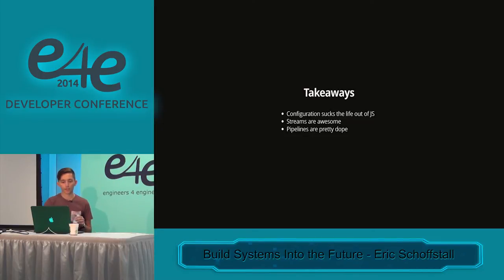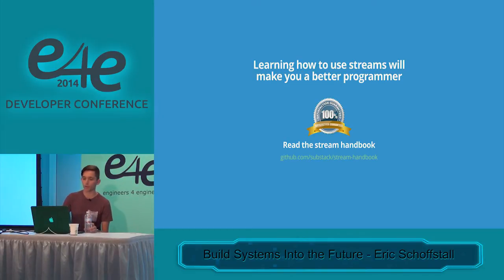So what are some takeaways you can get out of this? Configuration sucks the life out of JavaScript. Streams are awesome, and pipelines are pretty dope. Hopefully you've at least learned about the merits of streams, and I have a good document here. If you want to learn more about streams, you can check out this stream handbook by Substack. I think that you'll be a better programmer just by learning about streams, even if you never actually use them. You can never learn enough control flow techniques, in my opinion.